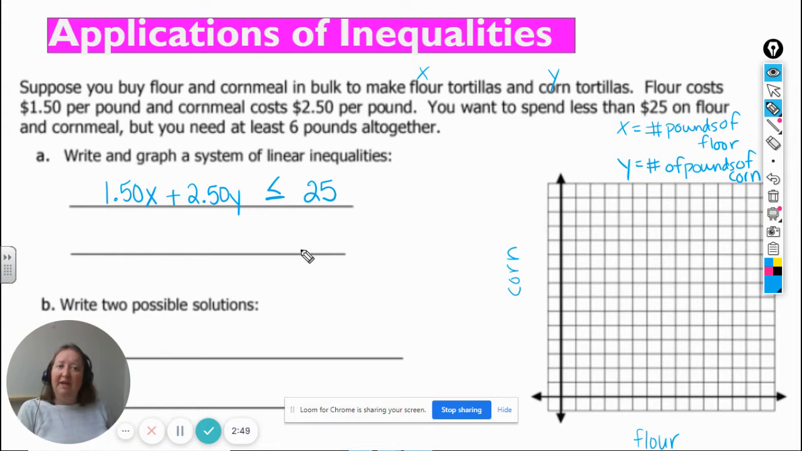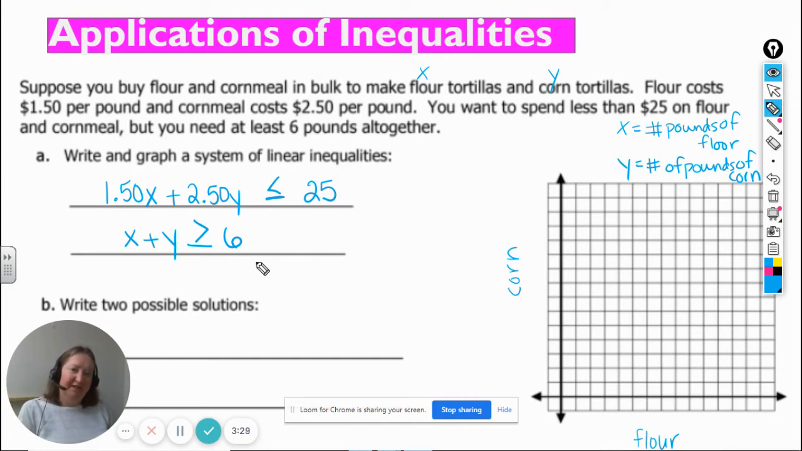All right. Then there's something else. It's a system, right? So we've got to write two of these inequalities. You need at least 6 pounds altogether. So when I add up the number of pounds of flour and the number of pounds of cornmeal, it needs to be at least 6. Can it be exactly 6? Yes, it can. That is okay. I want it to be bigger than 6, or it could be exactly equal to. Okay, so now we have our system of inequalities.